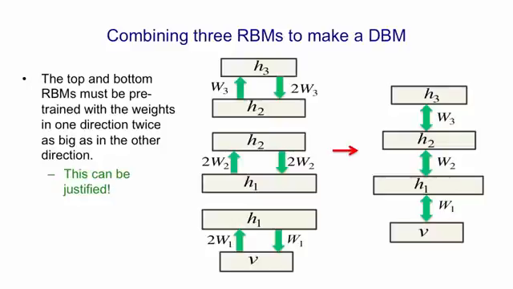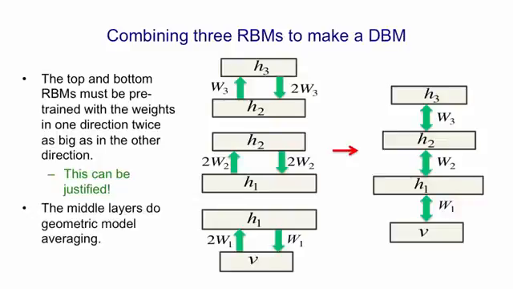That's a very high level, and perhaps not totally clear description of why we have to halve the weights. If you want to know the mathematical details, you can go and read the paper. But that's what's going on, and that's why we need to halve the weights, so that the intermediate layers can be doing geometric averaging of the two different models of that layer from the two different restricted Boltzmann machines in the original stack.